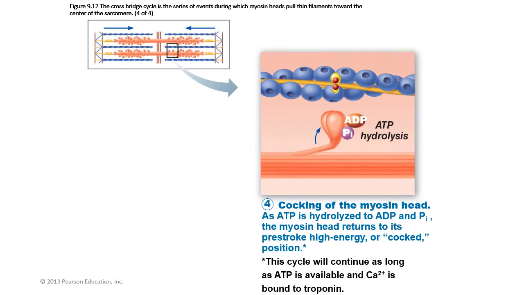The last step of the cycle is going to revert back to normal. So the ATP is hydrolyzed. You have ADP and phosphorus on the myosin head, and the myosin head is going back to attach to the actin binding site. This is going to continue as long as all the calcium necessary is available and there is energy in the form of ATP present.